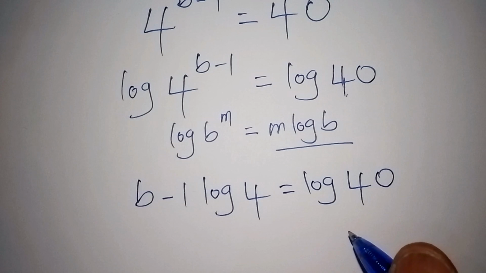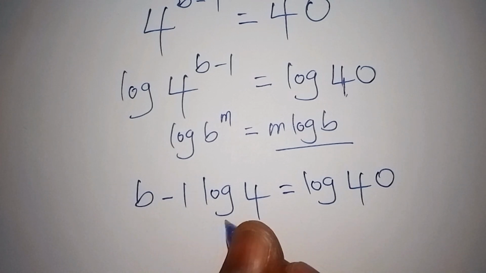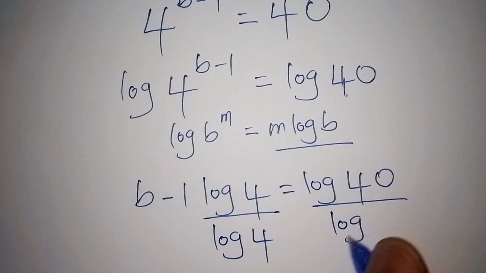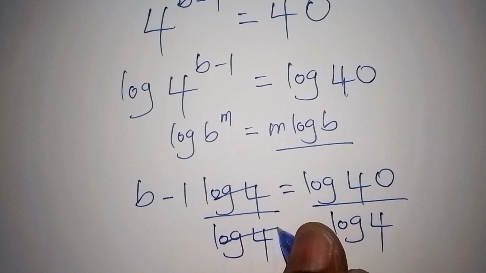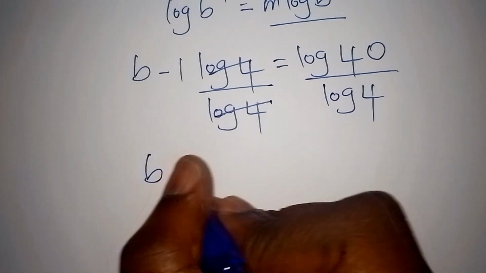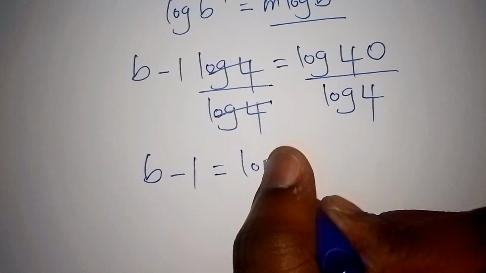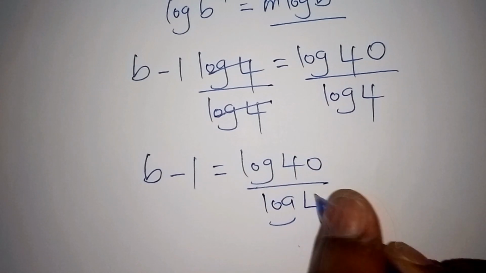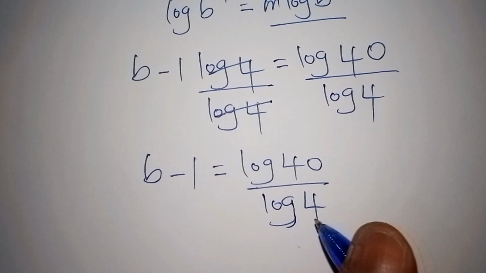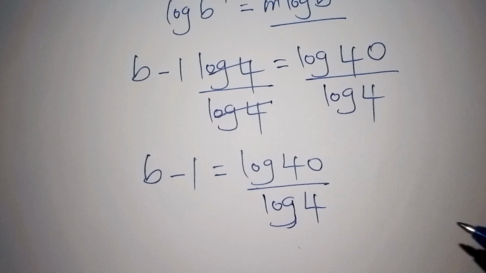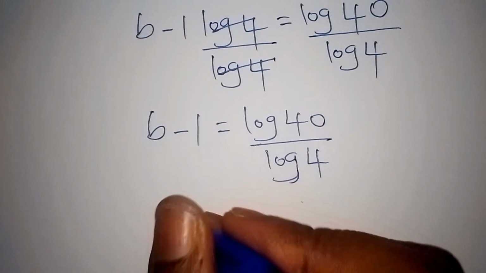From this side, for us to remain with b minus 1, we shall divide both sides by the log of 4. The log of 4 and the log of 4 cancel. So now b minus 1 is equal to the log of 40 all over the log of 4. In this case, we can simplify this expression further by rewriting the log of 40 over the log of 4.